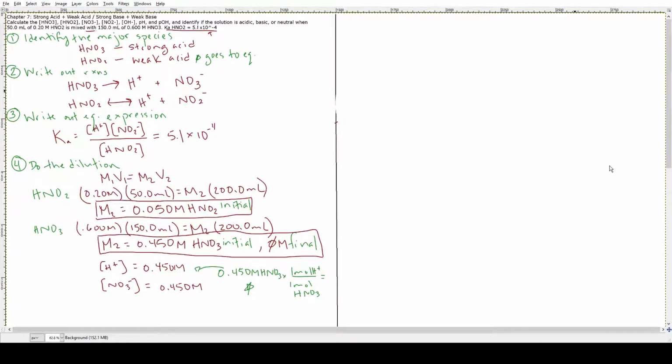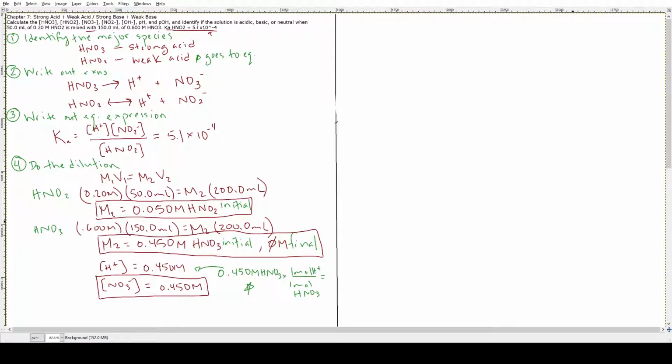Okay, so I've got that. Can I box this hydrogen concentration? The answer to that is no, because I still have some hydrogens that are going to come from this nitrous acid, so that won't work. However, will my nitrous acid contribute to my nitrate concentration? No. Nitrate is only coming out of nitric acid. So that's boxed. All right, next step.